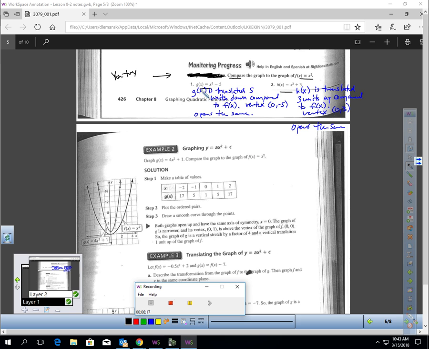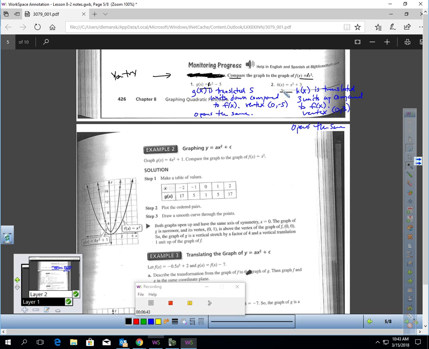Okay, and we're back. And so for number 1, g of x would be translated 5 units down compared to the parent function. Its vertex here would be (0, -5). But it opens the same. How do I know that it opens the same? Well, look at the number in front of x squared. A is 1 over here. A is 1. They open the same, but the -5 translates this down 5 units.